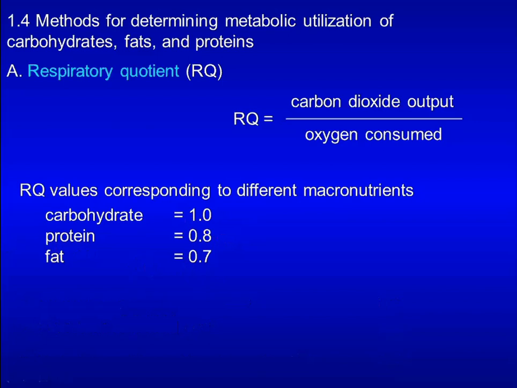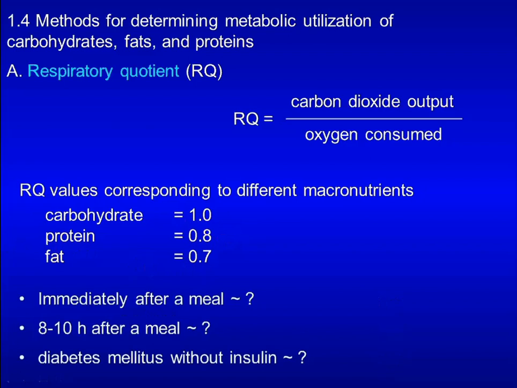Here are some important findings from study of respiratory quotients. First, immediately after a meal, almost all the food that is metabolized is carbohydrates. As a result, the respiratory quotient at that time approached 1. About 8 to 10 hours after a meal, the body uses fat for energy. As a result, the respiratory quotient at that time is close to 0.7. In untreated diabetes, little carbohydrate can be used because insulin is not there. When diabetes is severe, most of the time respiratory quotient remains close to 0.7.